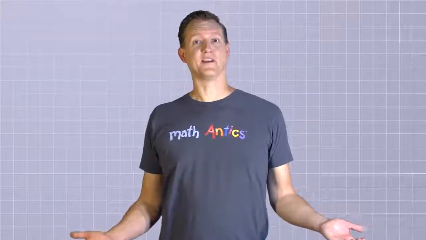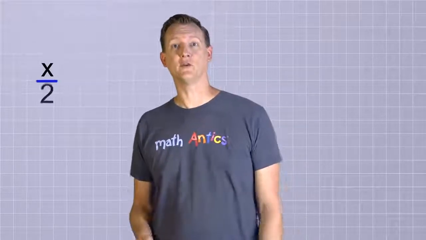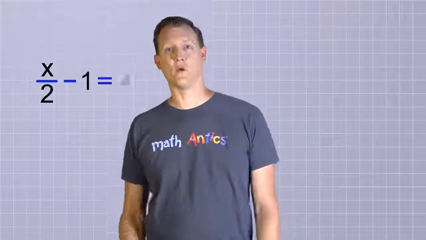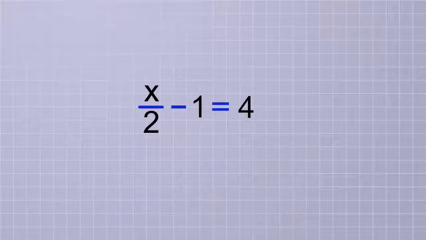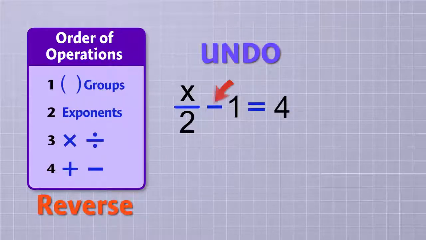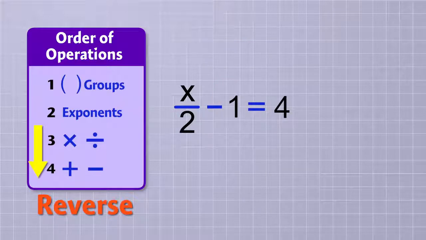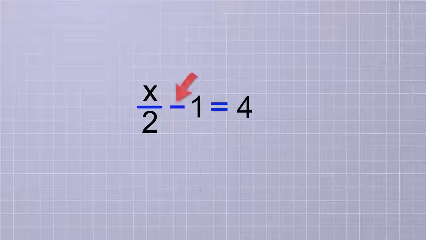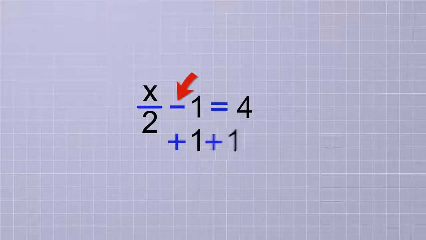That wasn't so bad, was it? Let's try solving another simple two-step equation that has division and subtraction in it. X over 2 minus 1 equals 4. Again, we're going to apply the order of operations rules in reverse to undo the subtraction and the division operations. Since we would normally do the subtraction last, we're going to undo it first. To undo the subtraction, we add 1 to both sides of the equation.